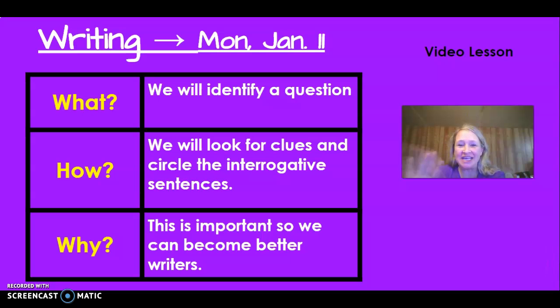Hi, first grade. Today is Monday, January 11th, and today we are going to identify a question. We're going to do that by looking for clues and circling the interrogative sentences. That's a big word we're going to learn today. We're going to learn this so that we can become better writers.